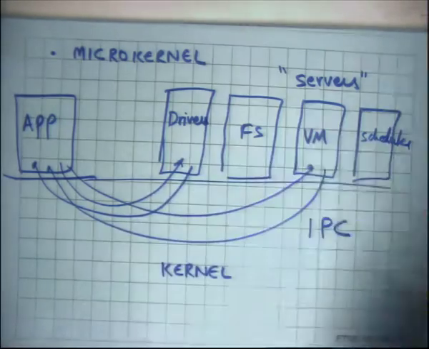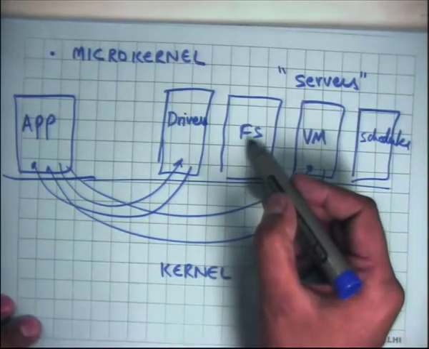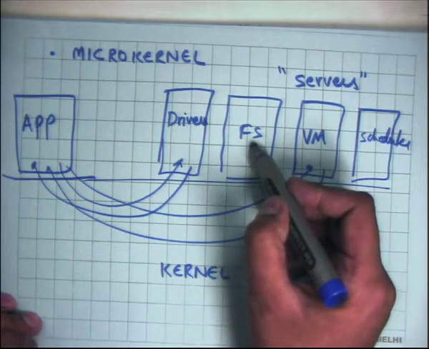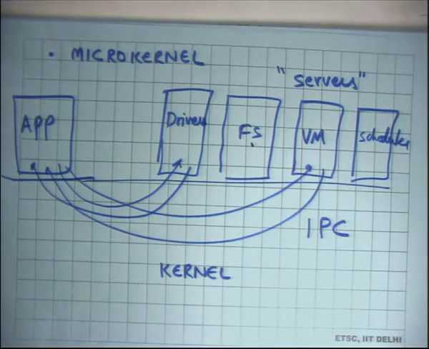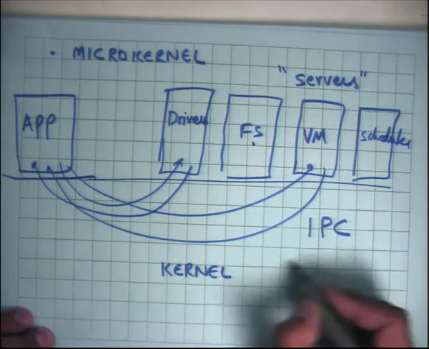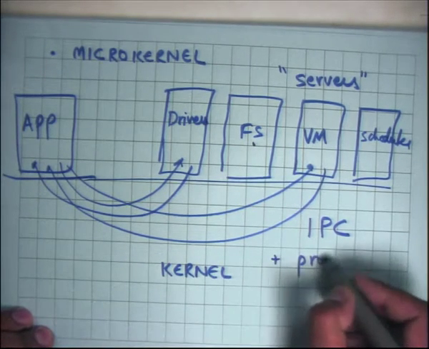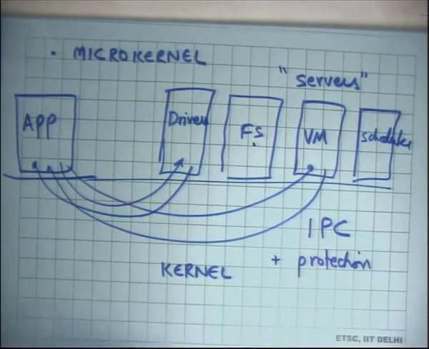Of course, you could have privilege levels. For example, you could say that the file system server can access your disk, while a regular application cannot directly access the disk. The virtual memory server can access the physical memory, but other things cannot access. So you can implement that. So the kernel is basically IPC plus protection. Who can do what? Basically, access control. That's all.